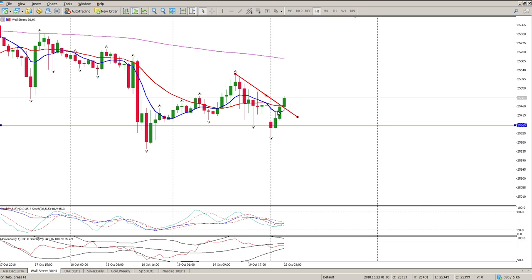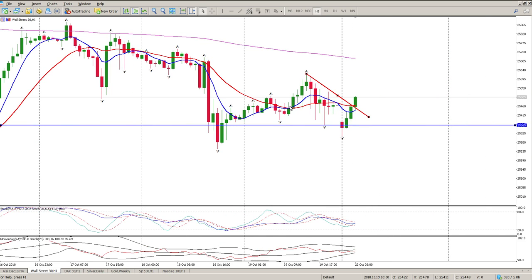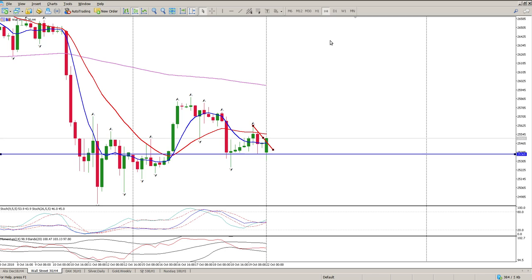If we can get a higher low today, that would definitely give me some confidence for a swing trade for the week to the upside. Okay, so that's kind of what I'm looking at on the Dow. We've got all these 200 moving averages above us which need to be taken out.